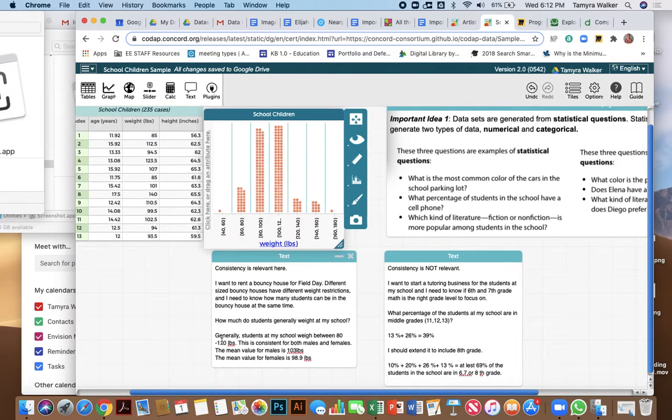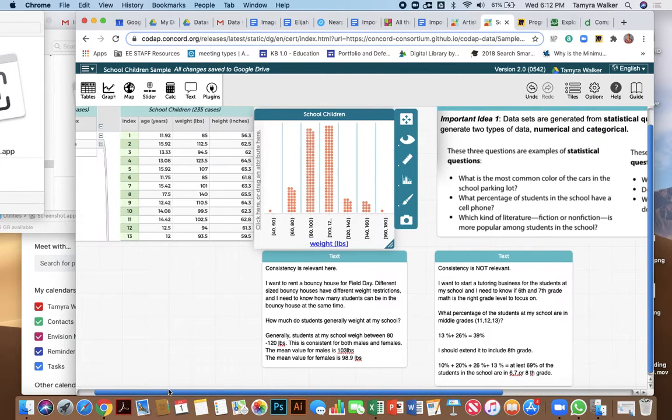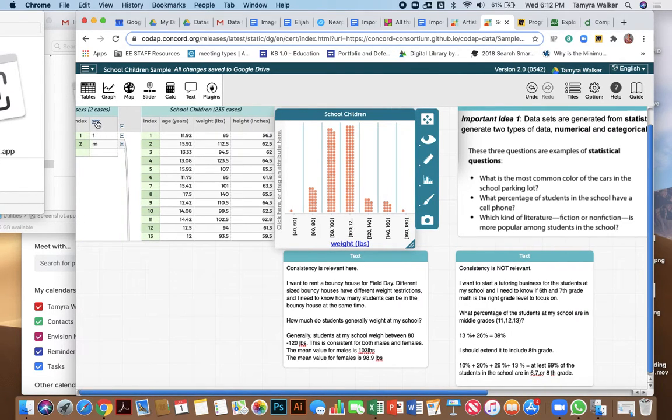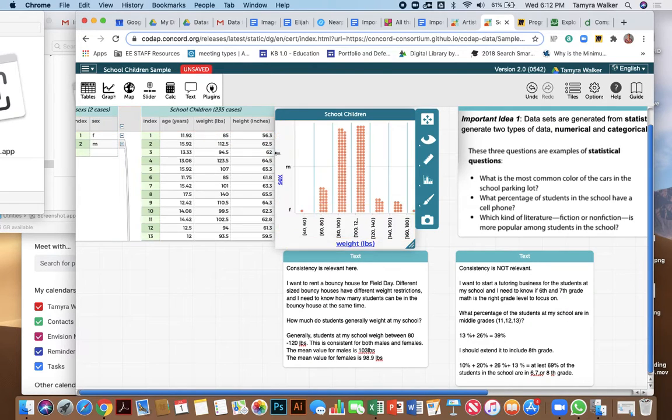And I want to make sure that the gender of students is not impacting the distribution here. So I'll go ahead and drag that attribute of gender over here. All right, so it looks like it's still pretty much the same distribution.